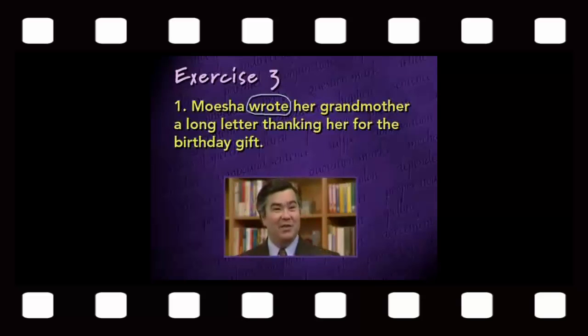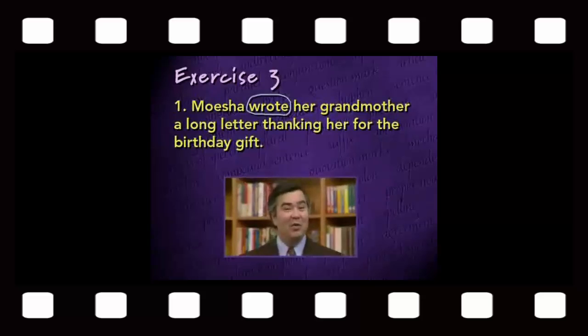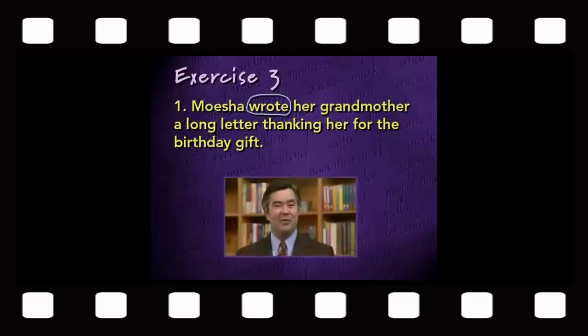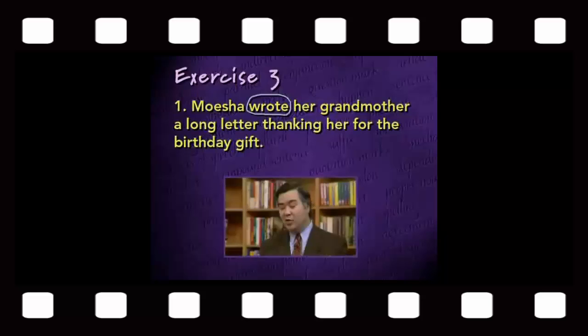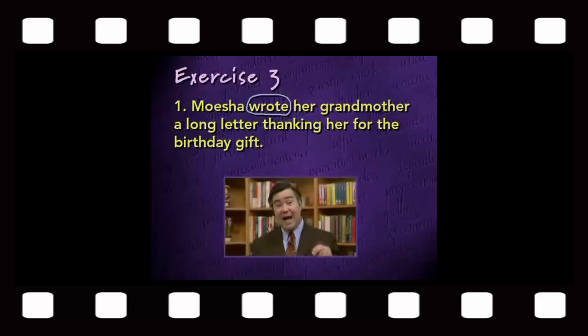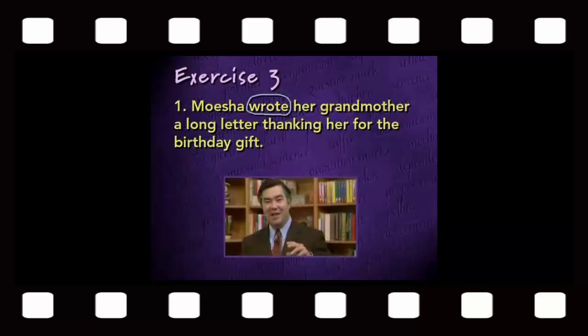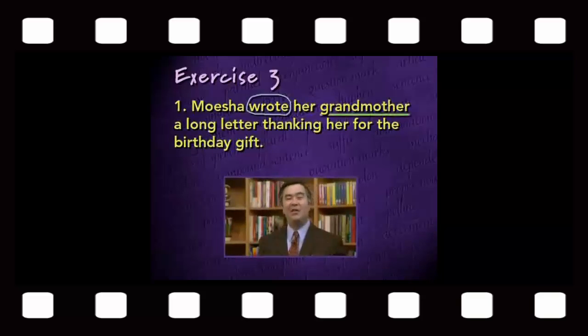Now the tricky question, is there an indirect object? That is, is there something in the sentence that tells us to what, to whom, or for whom the letter was written? Well, the letter was written to Moesha's grandmother. And that noun, grandmother, appears in the sentence between the verb and the direct object. Therefore, it's in the right place for an indirect object. And that, in fact, is what it is. So the noun grandmother is the indirect object here. It answers the question, to whom Moesha wrote the letter. And that's the answer for this first question.